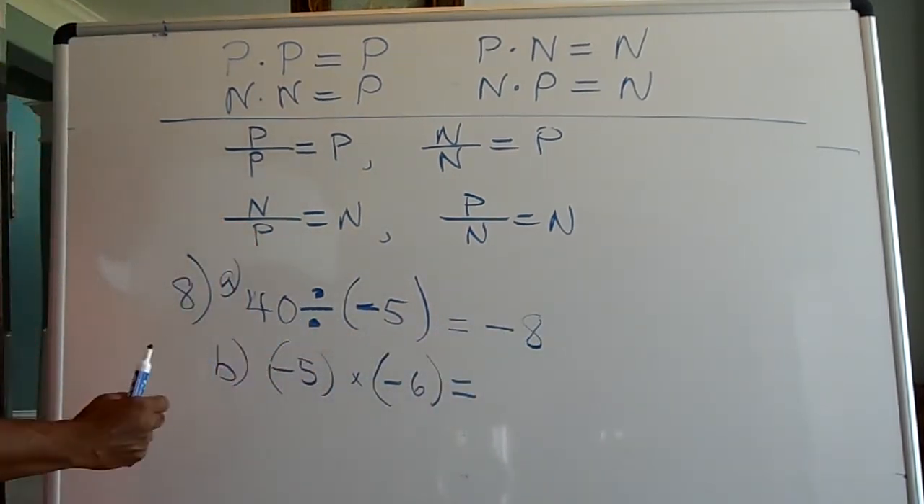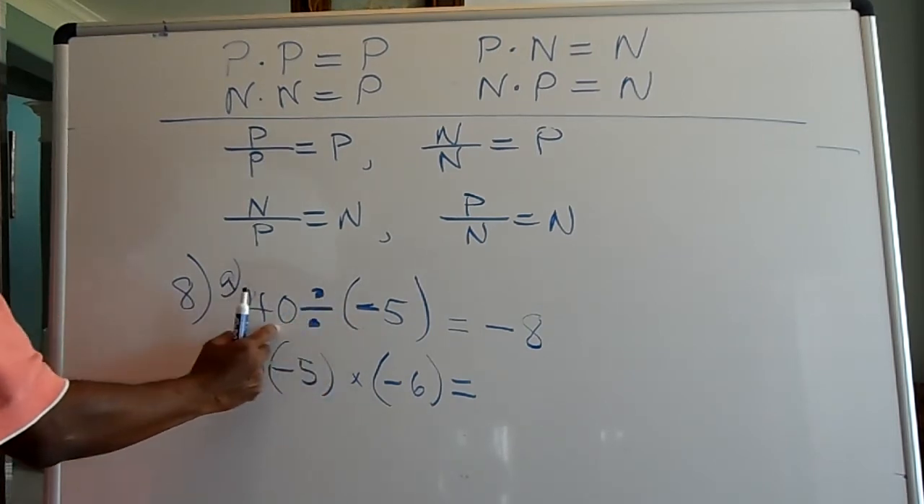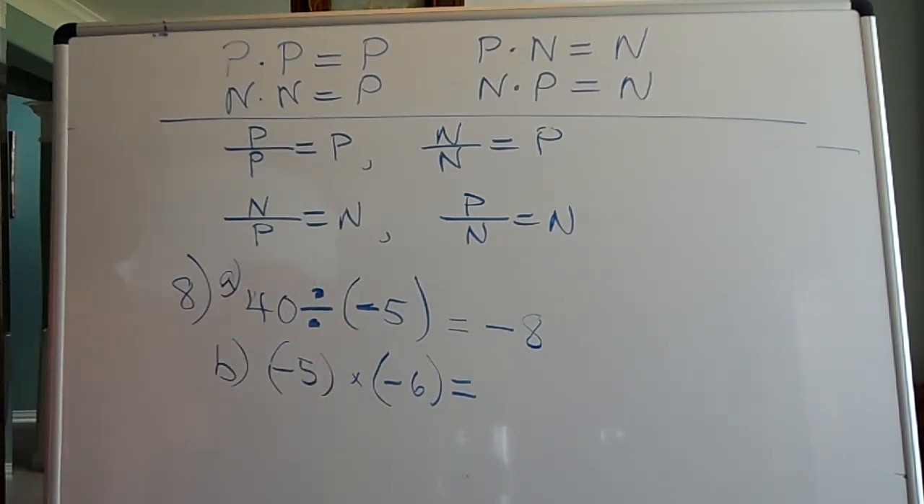Now if you're doing this with a calculator, you actually put it in just like you see it. 40 divided by negative 5, negative 8.